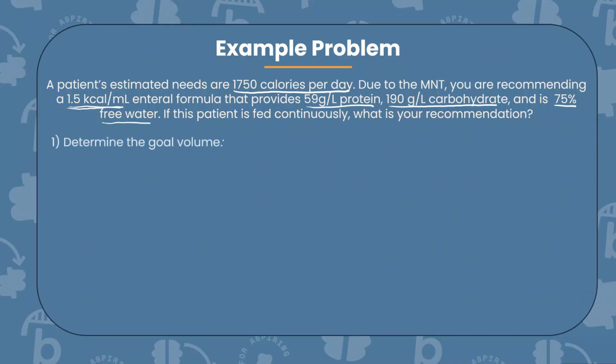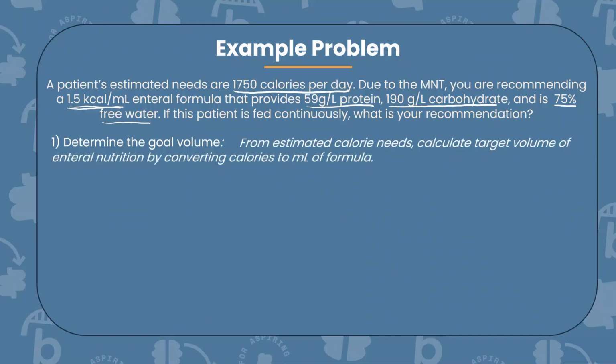So, to do the math, remember, dimensional analysis and equivalent statements. The first thing that we need to do is to determine the goal volume. And what that means is that from our estimated calorie needs, we're going to calculate our target volume, our goal volume of enteral nutrition, by converting from calories to milliliters of formula. This is dimensional analysis. And our equivalent statement here is the enteral formula itself. This 1.5 kcals per milliliter is an equivalent statement. Those two things are equal to each other.